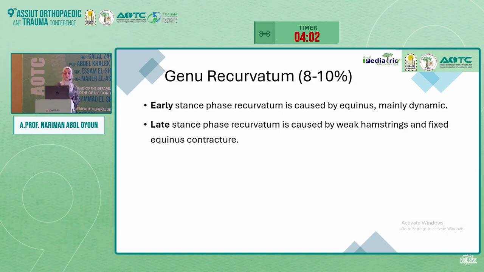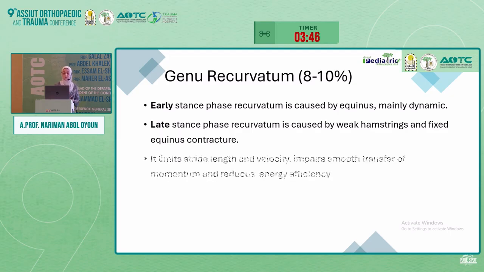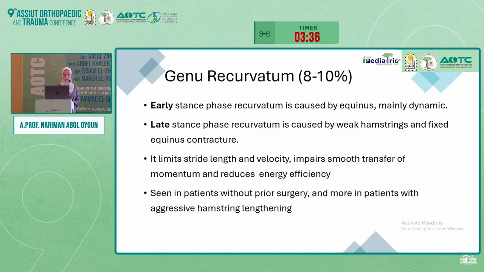And there is the late stance phase recurvatum, which again is caused by the equinus contracture, but also augmented by the weak hamstrings, because the hamstrings at the knee are flexors, and when they are weak, the pelvis falls anteriorly and the knee goes into recurvatum. It limits the stride length and velocity, it impairs smooth transfer of momentum, and reduces the energy efficiency. It's seen in patients sometimes without prior surgery, but it's seen more in patients with aggressive hamstring release.